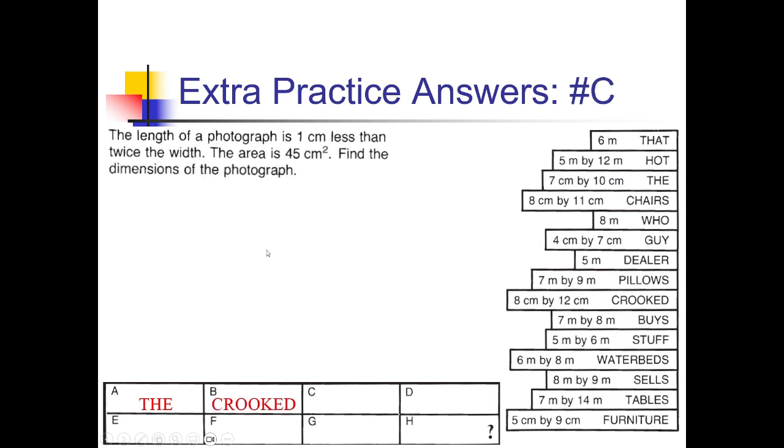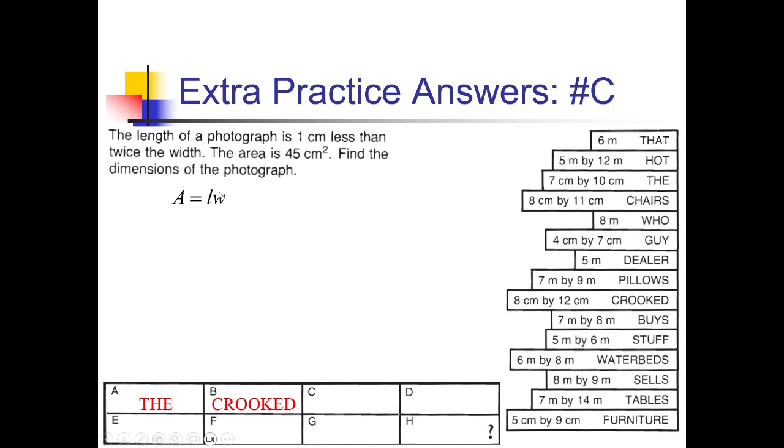For this problem now, we have the length of a photograph, 1 centimeter less than twice the width. Area is 45 centimeters squared. We want the dimensions of the photograph this time around. All right, well, I can again start with area equals length times width. They never actually spelled out that this is a rectangle, but I think we can just assume, if they don't say otherwise, that we've got a photograph that's a rectangle.